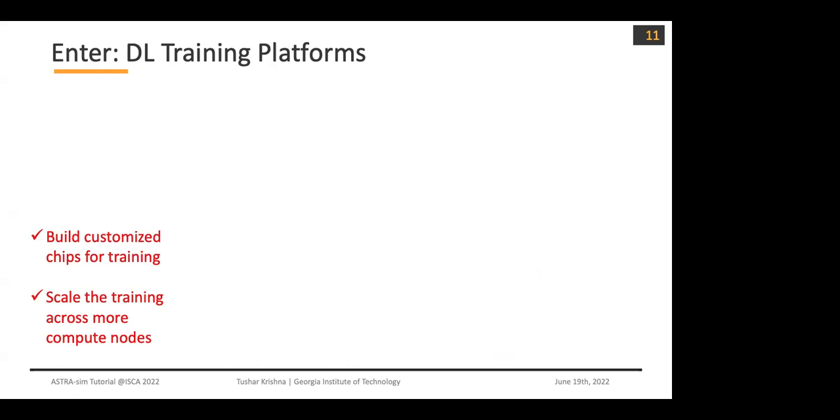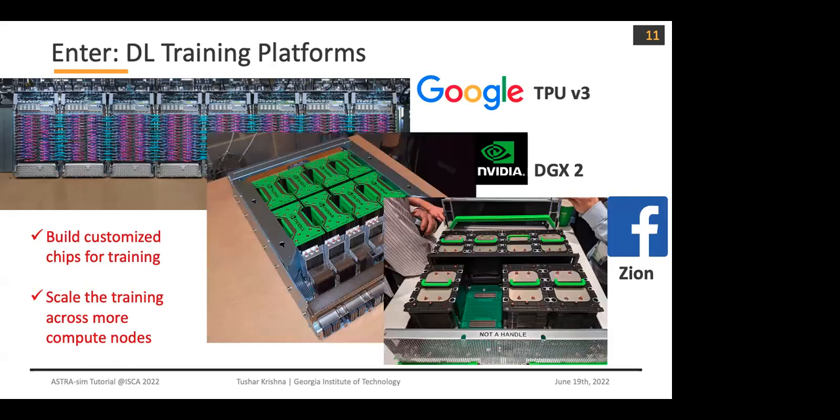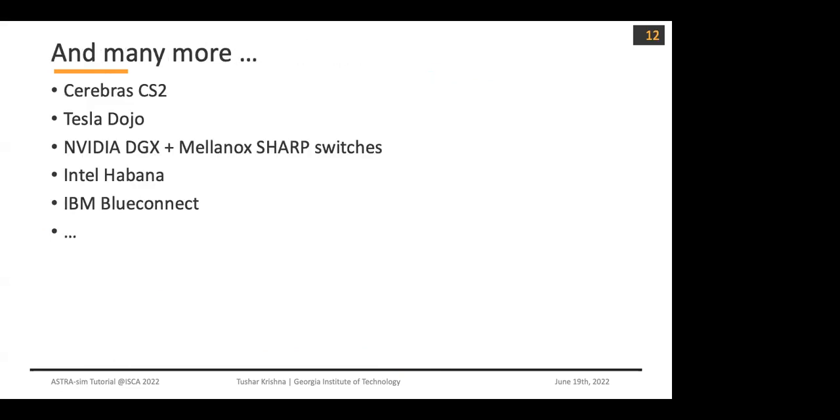And now you want to scale the training across more and more compute nodes, right? So the Google TPU v3, NVIDIA's DGX, Facebook Zion are all examples of such training platforms. And there's many more. If you've seen the news, Cerebras CS-2 focuses heavily on training. Tesla's Dojo is another machine built especially for training. NVIDIA's DGX scaled out with Mellanox SHARP switches, Intel's Habana, IBM BlueConnect, all of these are emerging training platforms.